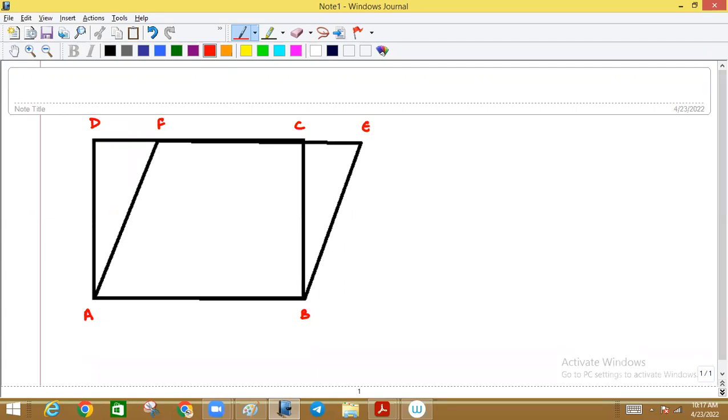Therefore, if a rectangle and a parallelogram have the same base and the same height, then what are their areas? Areas are also same. So area of ABCD is equal to area of ABEF.